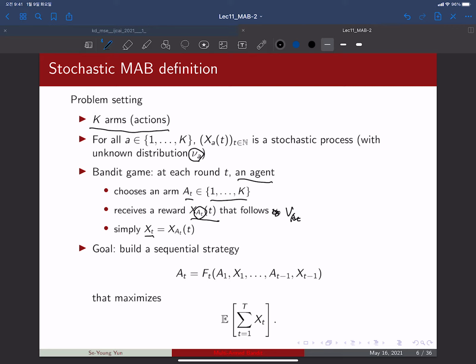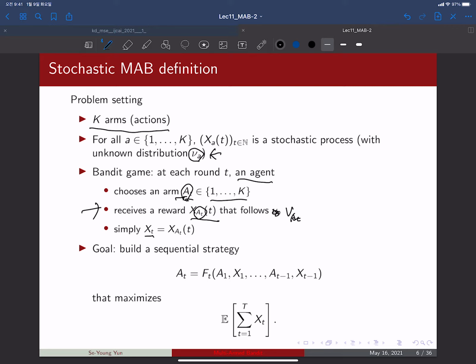And in this case, as I told you just before, we can observe the reward only for the played arm A_t. Okay, so there is a hidden distribution for each arm, and we have to learn the hidden distribution from the received rewards, but the reward is only revealed to the learner for the selected arm.